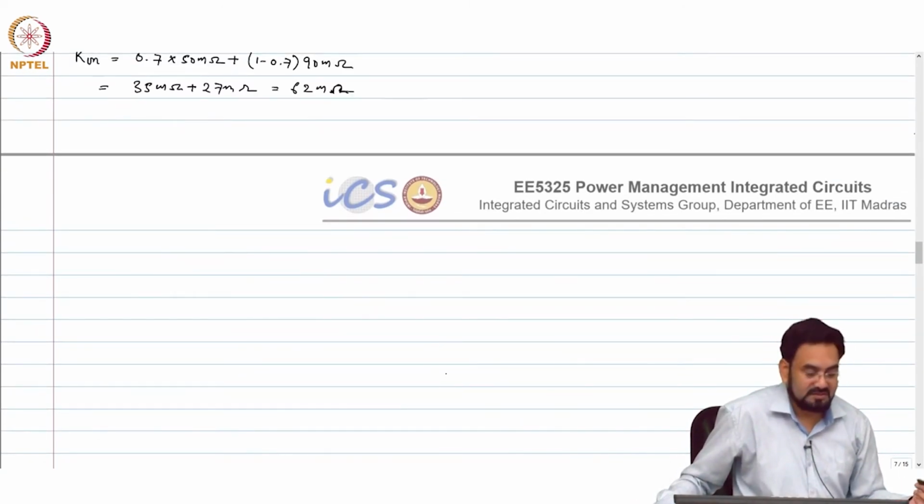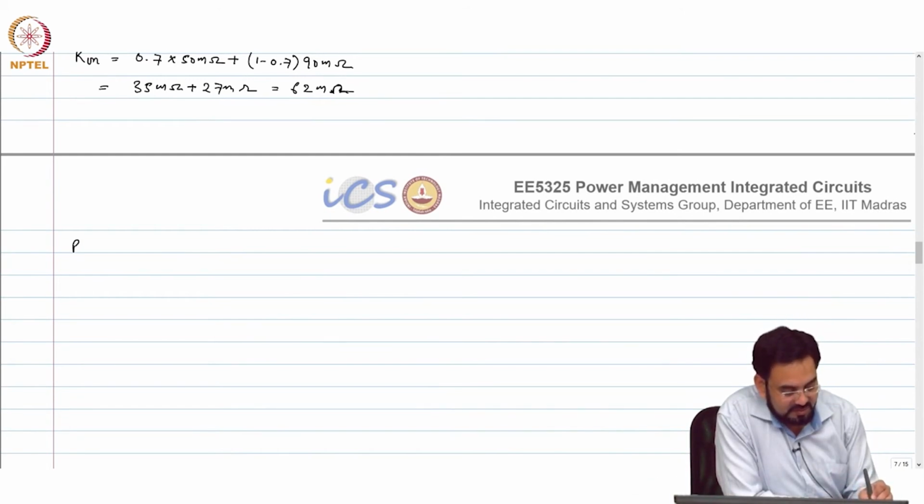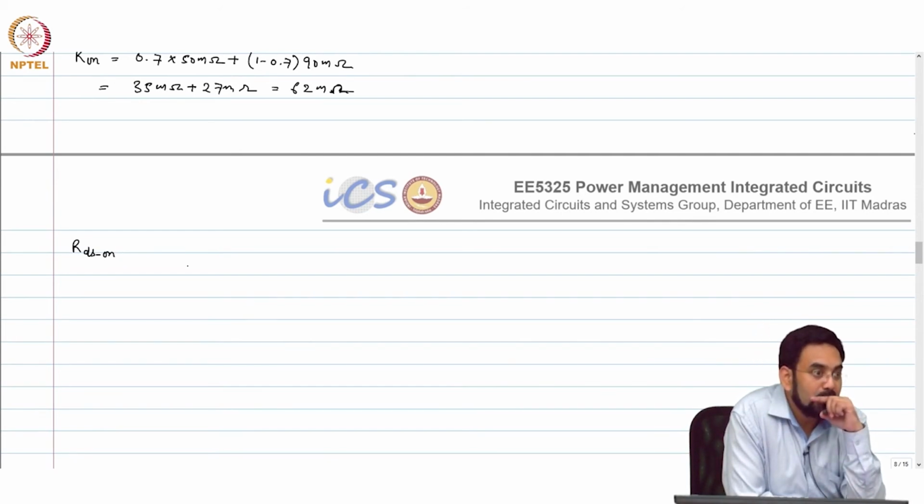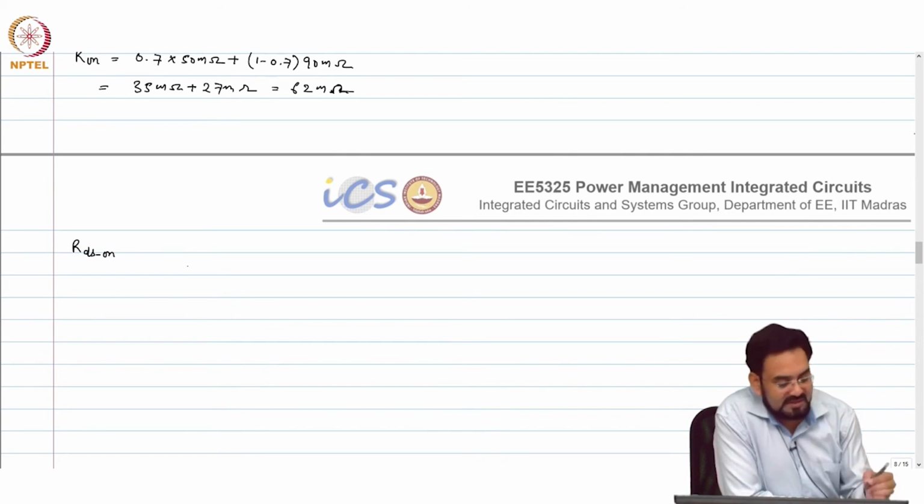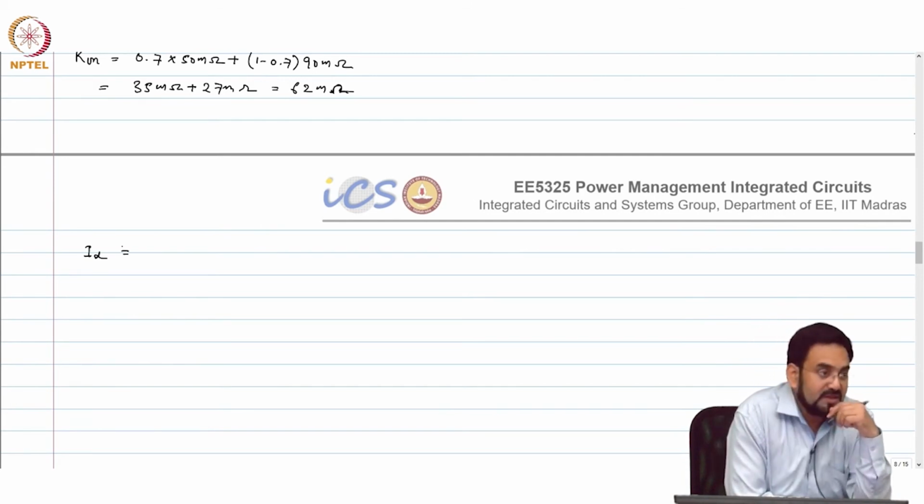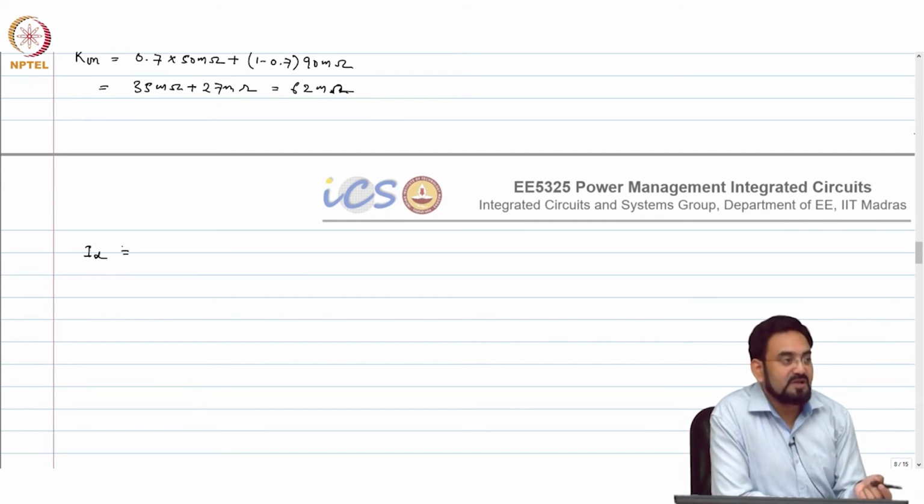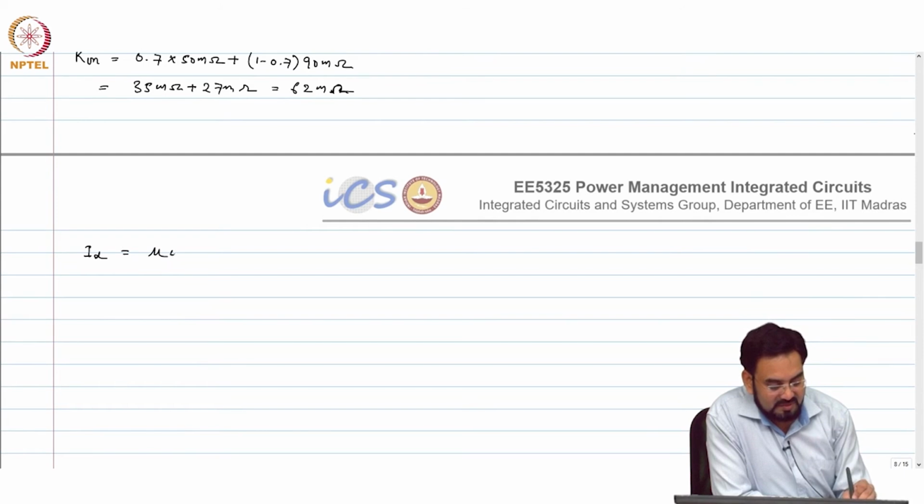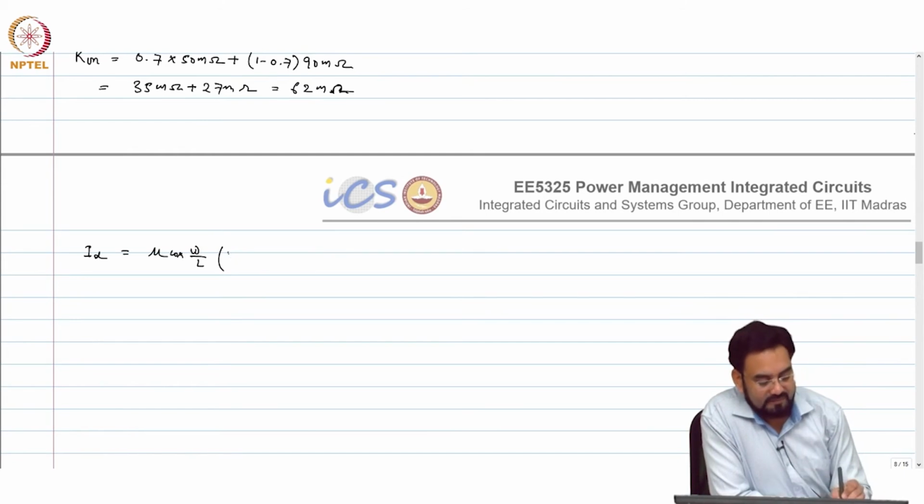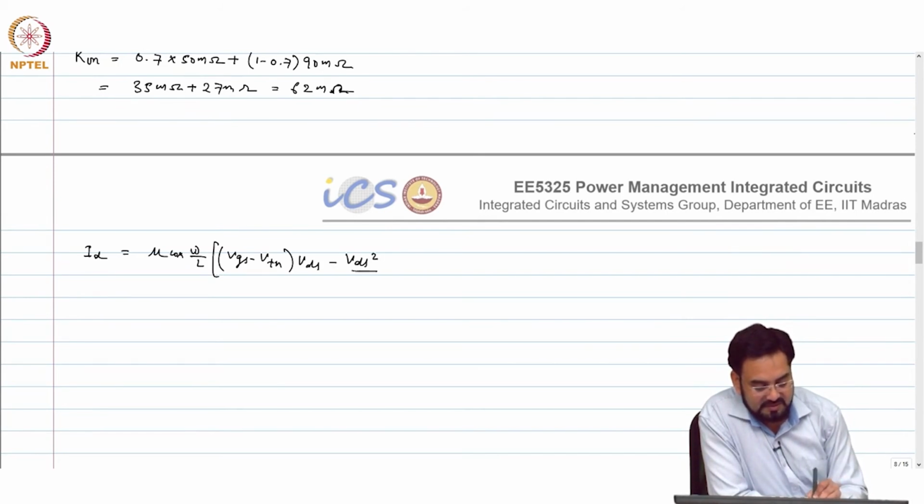Okay. So what is the first thing we need to know? The size. So what is the formula for RDS on? Anybody remembers? What is the drain current in triode region or linear region? MOSFET drain current formula: mu C ox W by L, VGS minus VTH into VDS minus VDS square by 2. Okay.